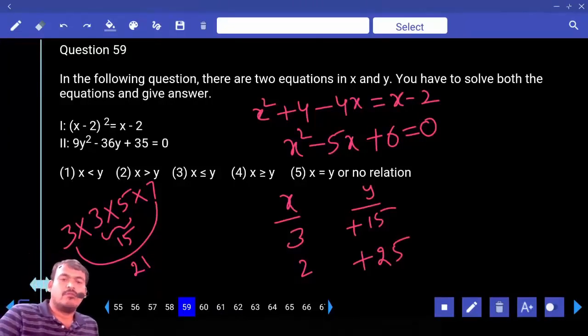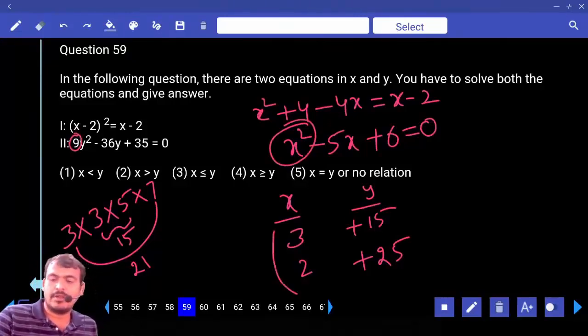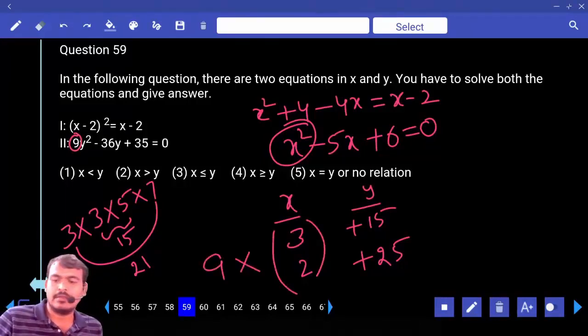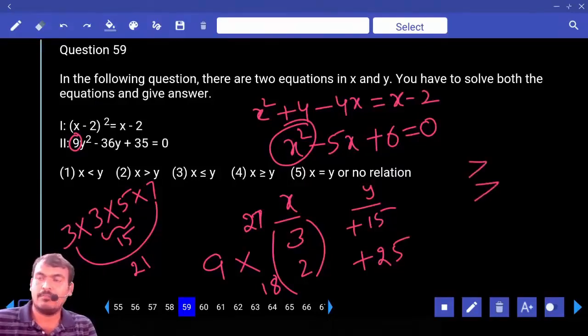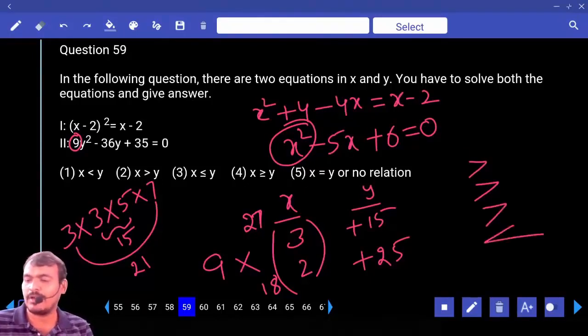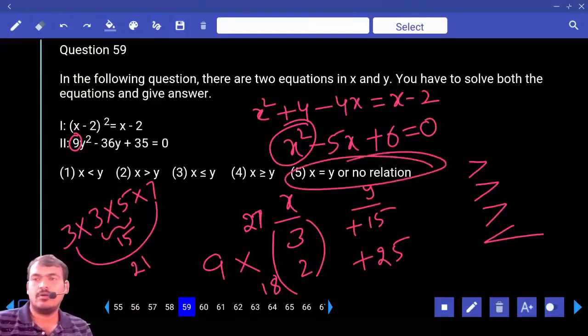Wait. What is the coefficient of x square? 1. But the coefficient of y square? 9. Simply we write x roots are multiplied by which one? 9. 9 3s are how much? 27. 9 2s are 18. 27 compared to 15 is greater. 27 compared to 25 is greater. But 18 compared to 15 is greater. But 18 compared to 25 is less than, or not. Then the relation? No relation, or not.